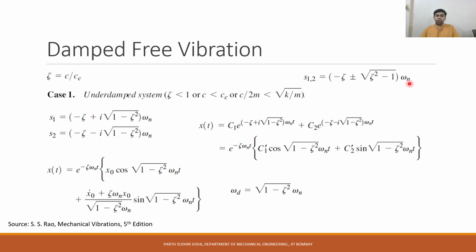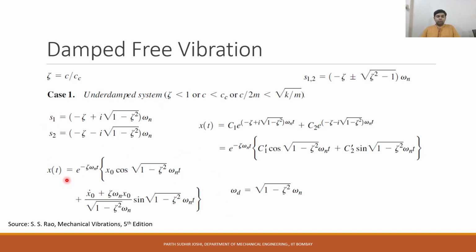So the first case would be if we have two real roots. If those are two distinct real roots, then the system is called overdamped. And if the system is underdamped, or zeta is less than 1, then we get two complex roots. So these are the general forms of solution. So let us say if we take the first case of underdamped system, then we get the two roots S1 and S2 in this form.